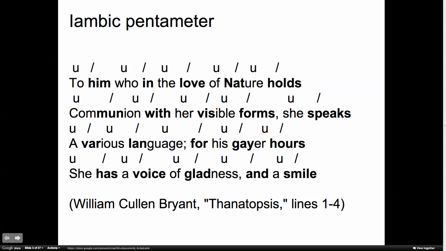If we read it in a more exaggerated way, we can see where the stresses are. To him who in the love of nature holds communion with her visible forms, she speaks a various language for his gayer hours. She has a voice of gladness and a smile. Even though this isn't the best way to read the poem, it's a useful tool for finding out where the stresses are in each line.